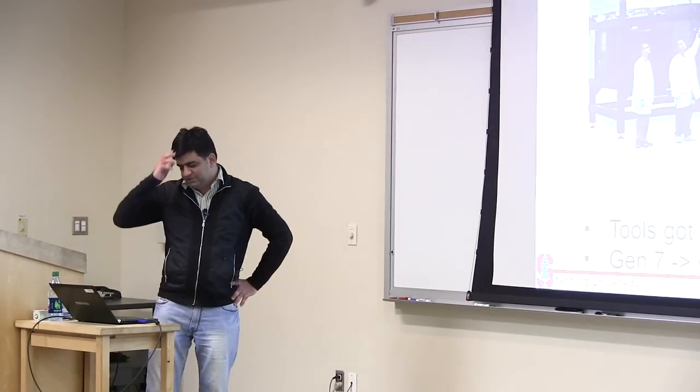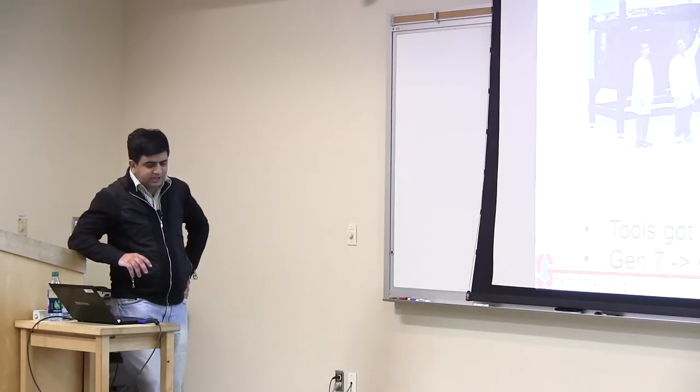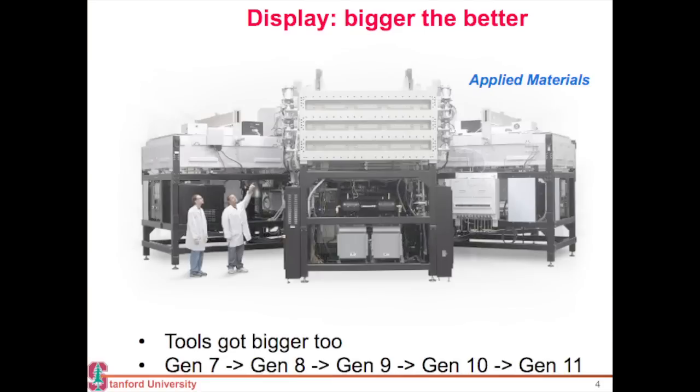Not only were these displays getting bigger, but the tools for making them were getting bigger too. This is a tool that Applied Materials currently sells, in different generations, Gen 8, Gen 9. Currently, I think they're at Gen 11 or Gen 12. Each of them is capable of processing bigger and bigger glass. You would make maybe 8 or 10 of these displays from one piece of glass, so that piece of glass kept getting bigger.